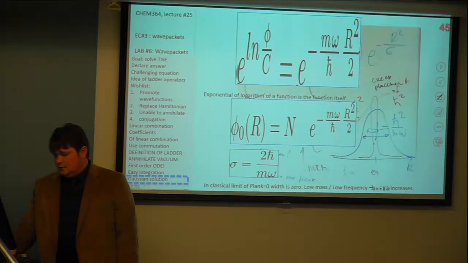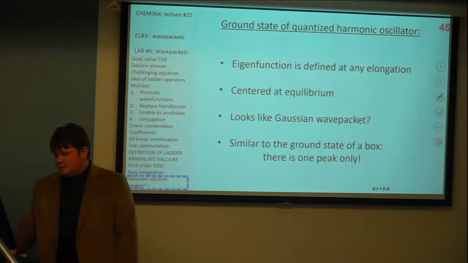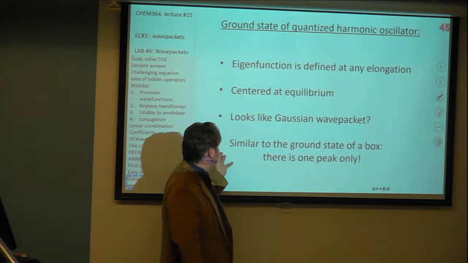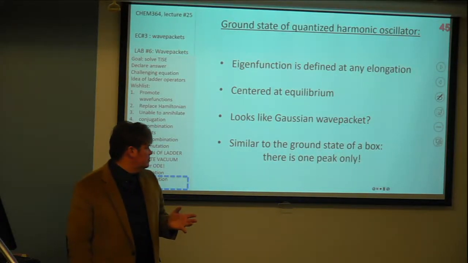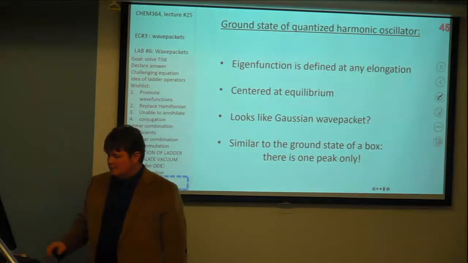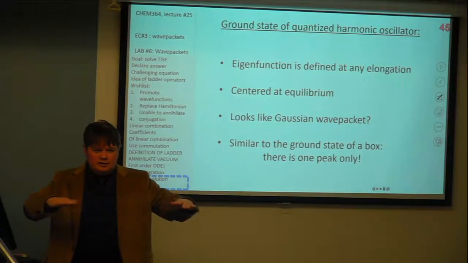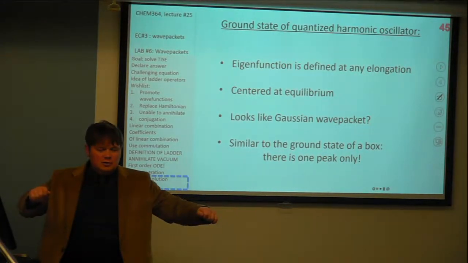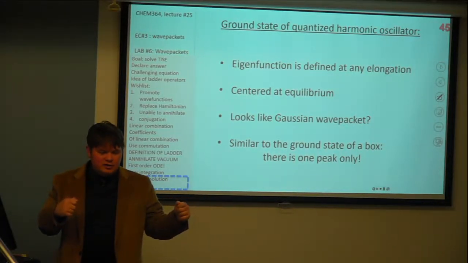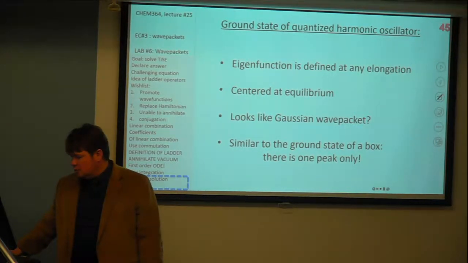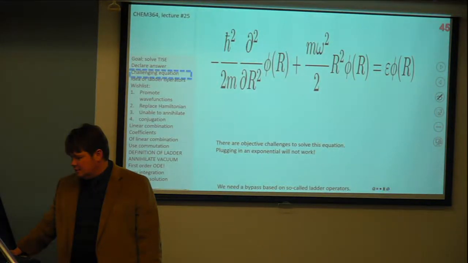So the next step. The function looks like a Gaussian, similar to the ground state of a particle in the box. There is one peak in the center, but it never goes to zero. It decays very smoothly. So longer elongations or contractions are possible, but their probability is vanishing. So we are kind of done with this stuff.